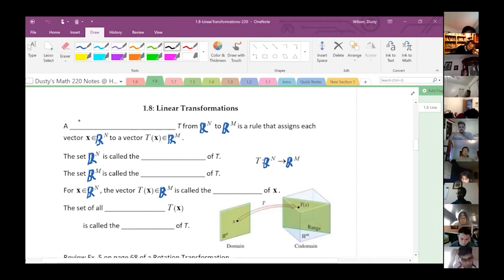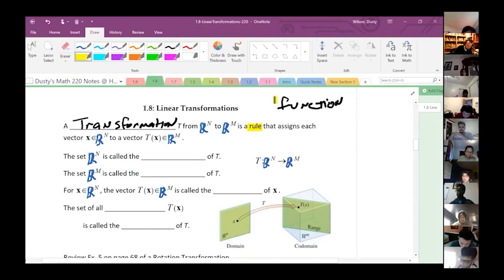So a transformation T from Rn to Rm is a rule that assigns each vector x in Rn to a vector Tx in Rm. And when we say rule, that's like another math way of saying like a function. Functions, there's a little bit of a difference, but if you like the word function better, more familiar, feel free to use it. So notice that we are starting in Rn, and so we'd say the set Rn is called our domain. So it's the domain of T right here.